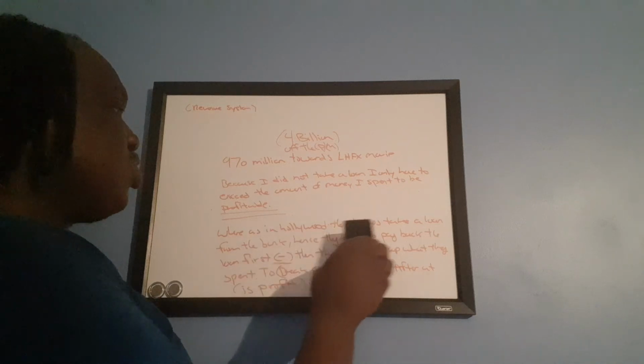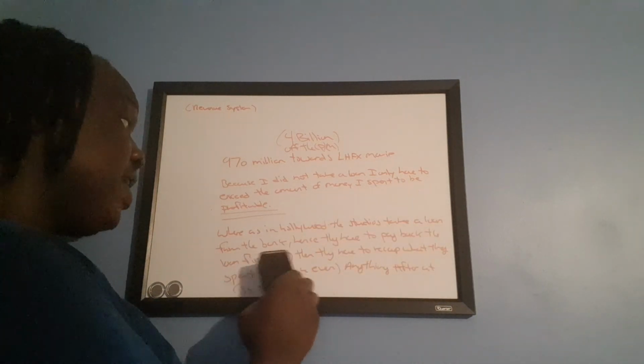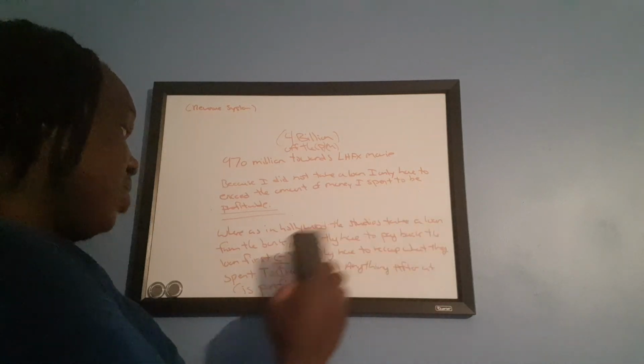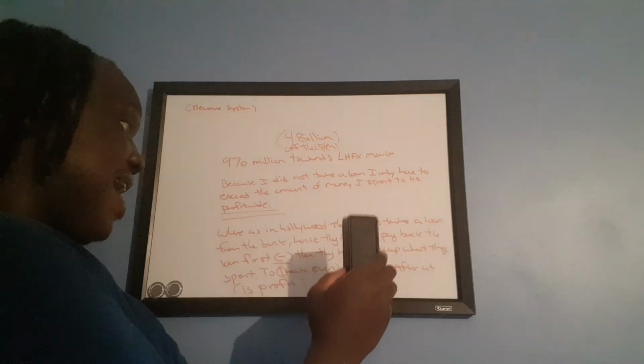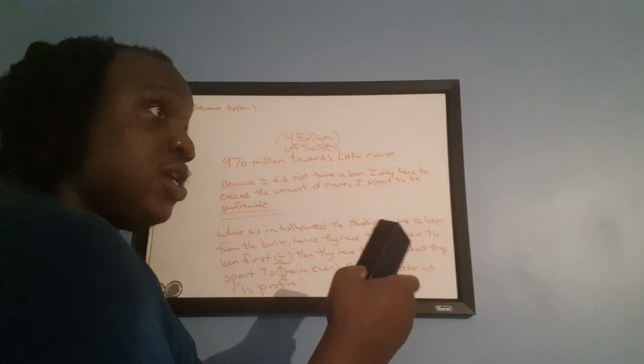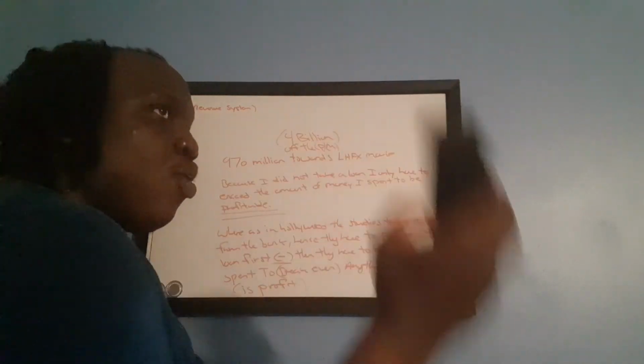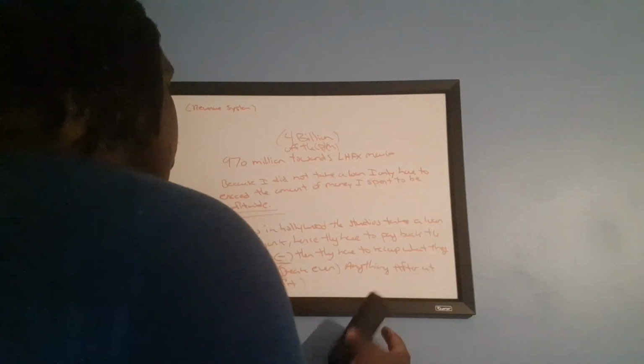So whereas in Hollywood, the studios take a loan from the bank, hence they have to pay back the loan first, negative, obviously. Then they have to recoup what they spent to break even. And anything after that is profit, but you also have additional costs like advertising, which can cost anywhere from 30 to even 100 million. Hence they even have to make more money just to be profitable, obviously. See what I'm saying here?